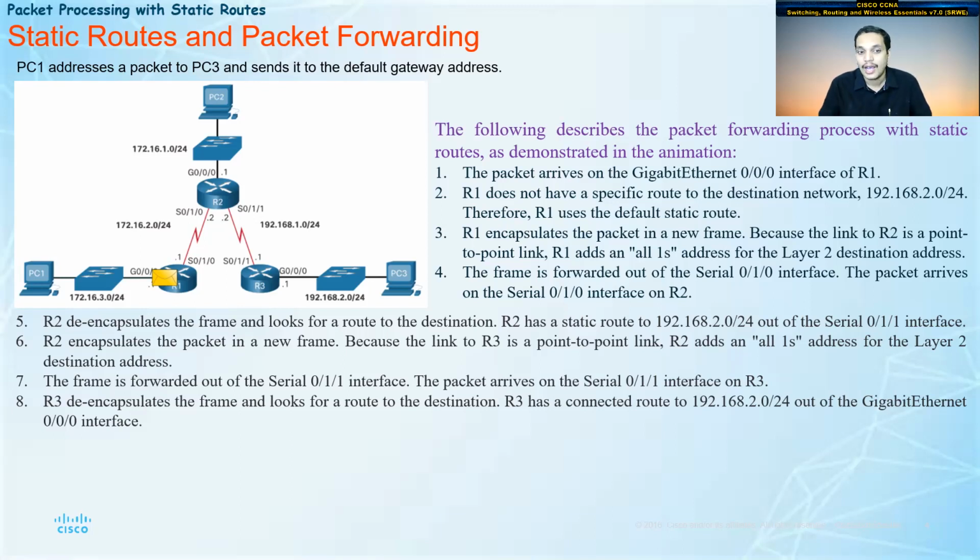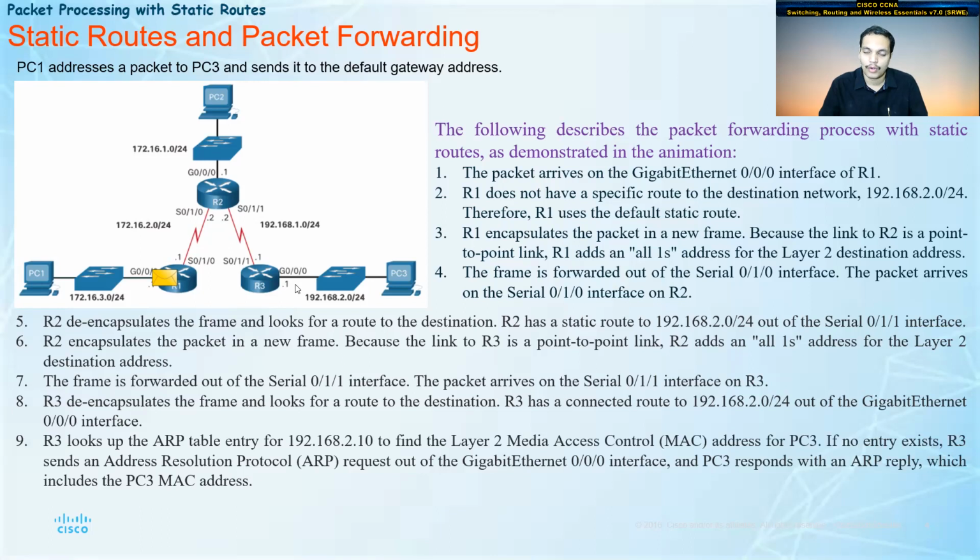Because you can see that R3 has a directly connected route here. It is directly connected to this particular LAN network. So R3 has a connected route to the 192.168.2.0 network out of the G0/0/0 interface.